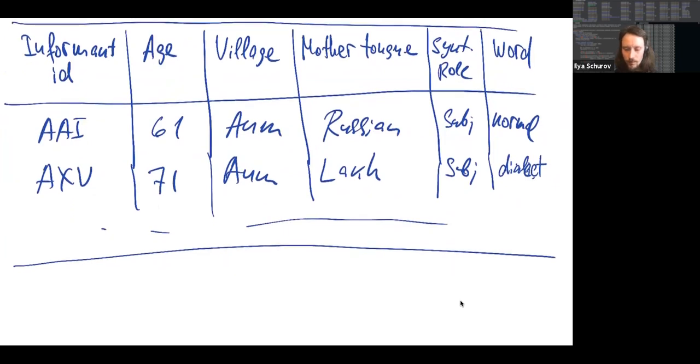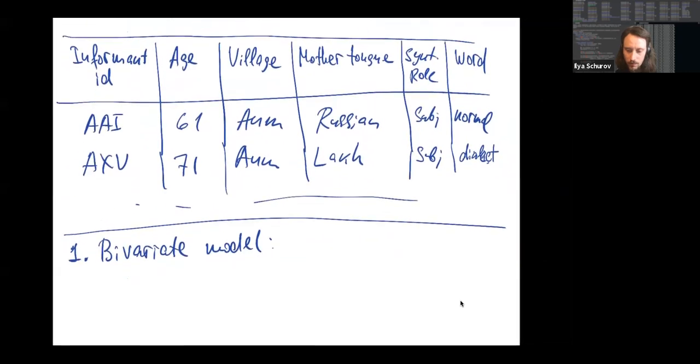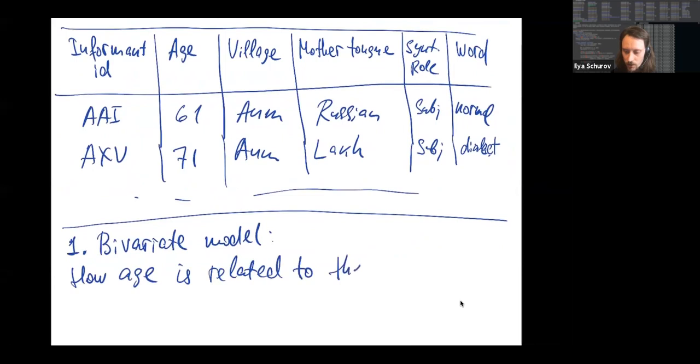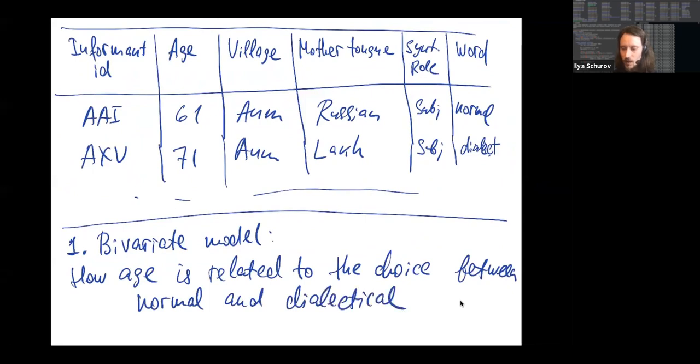And so I want to construct a model. Let us consider the first step, a bivariate model. And my question that I'm trying to answer is the following. How is age related to the choice between normal and dialectical? And so basically, do you have any ideas how to answer this question?